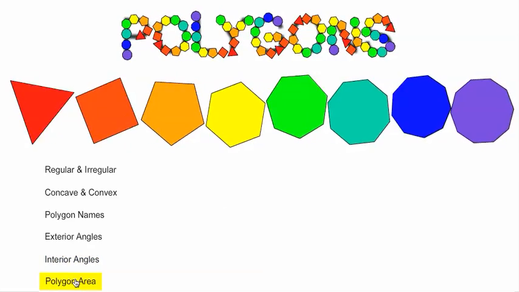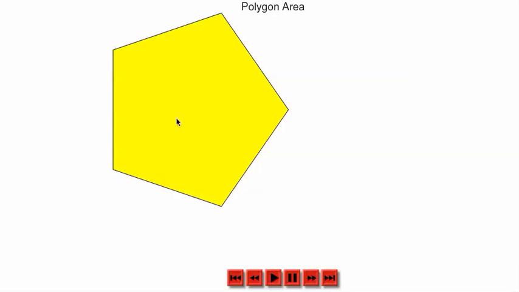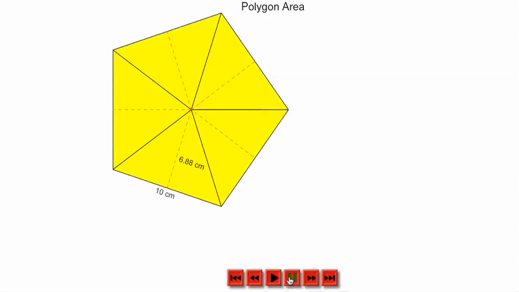Okay, let's look at polygon area. So this is a polygon. In this case, it turns out to be a pentagon. And let's have a look. So we've split the pentagon up into a whole bunch of nice isosceles triangles, right?